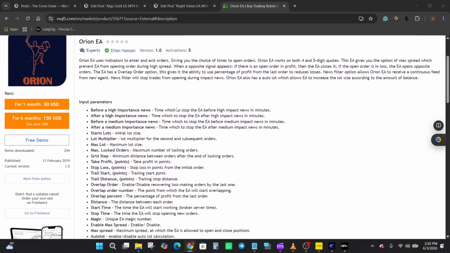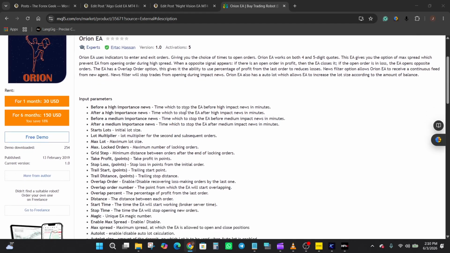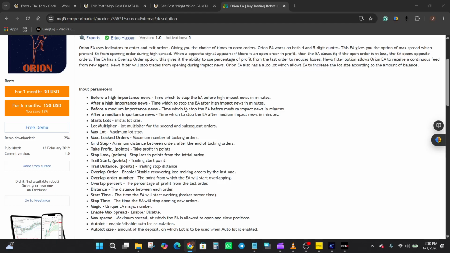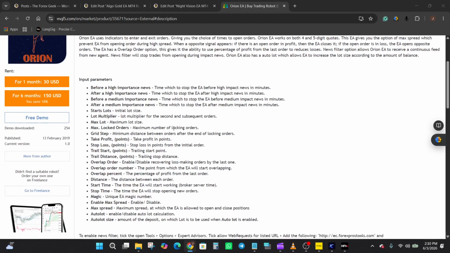Scrolling further down, I can see it includes a max spread filter, which is important because it helps prevent the EA from opening positions during high spread conditions. Something that can really impact execution quality. There is also a news filter option, which connects through external web requests to avoid trading during high impact news events. Another key part here is the order management logic.